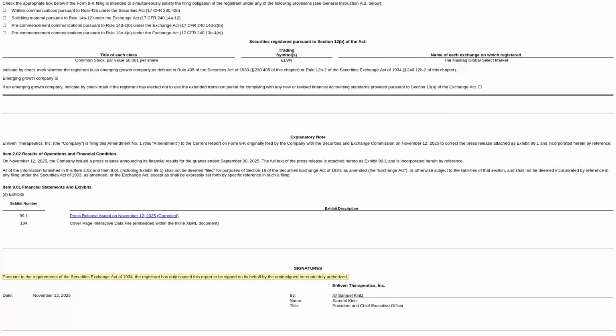And finally, the report is signed by Samuel Kintz, the President and Chief Executive Officer. This confirms that the company's top leadership is aware of and responsible for this filing.